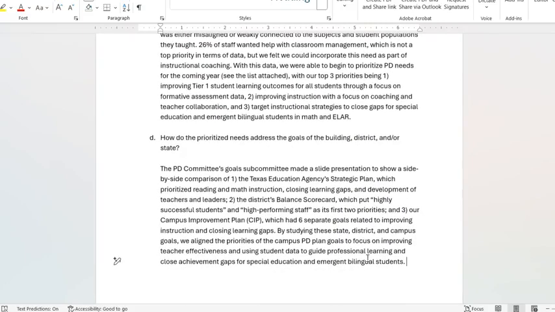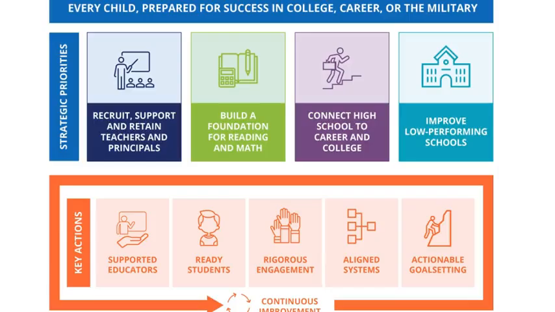And then finally, how do you make the priorities in the committee match up with what you already have in your existing priority list, which comes from the state, the district, and the campus? So let me show you. I use TEA's strategic plan. I'd like to show you that. Let me let you take a look.